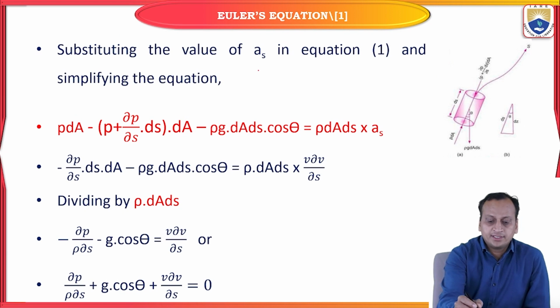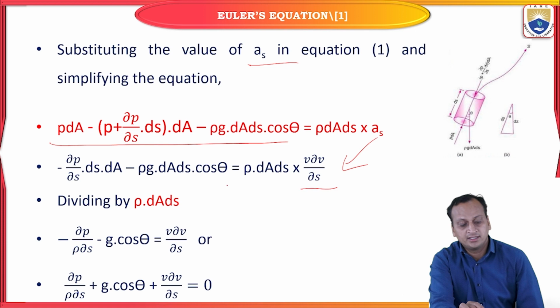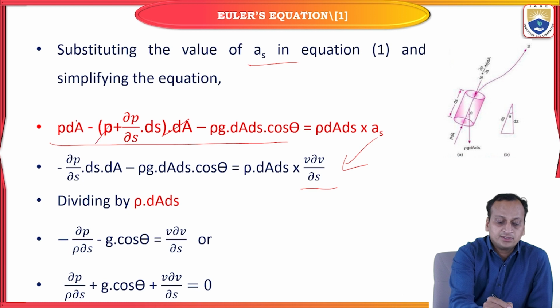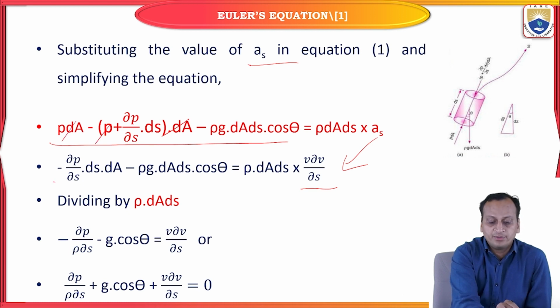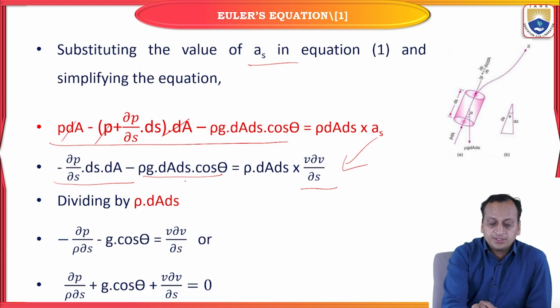Now, if you substitute a_s in the previous equation, the resultant force remains the same, and a_s is nothing but v into dou v by dou s. The remaining expression stays the same. If you simplify, the p dA gets cancelled, and it becomes minus dou p by dou s into ds into dA, then minus rho g dA ds cos theta. This is the vertical component of the fluid particle due to its weight, and this is the mass of the fluid particle, rho dA ds, into v dou v by dou s.